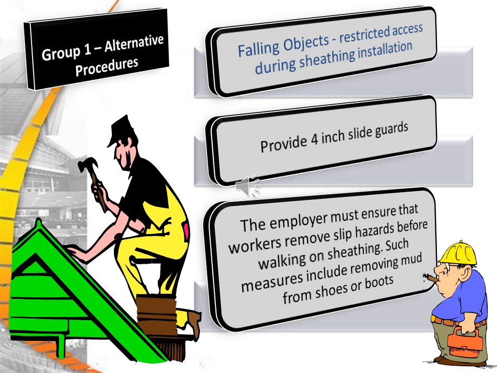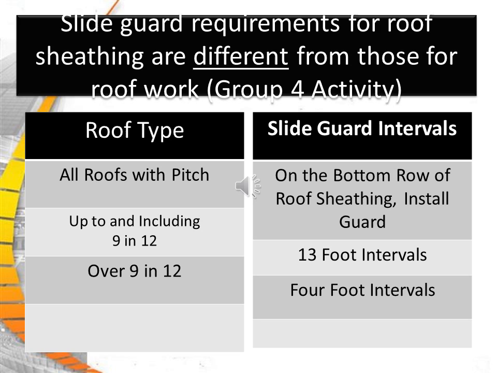The employer can ensure that workers remove slip hazards before walking on sheathing. Such measures include removing mud from shoes or boots. Here we can see that roof slide guard requirements for roof sheathing are different from those of roof work performed in Group 4.